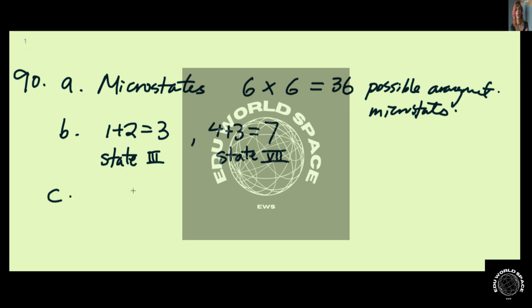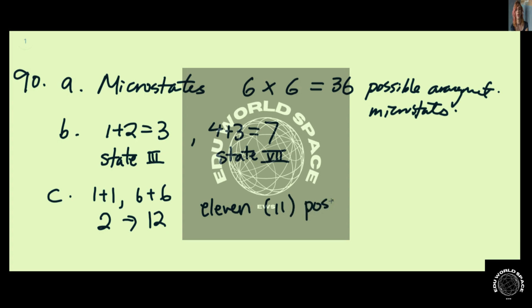Part C: how many possible states are there for the system? The total number of possible states goes from the minimum, which is 1 plus 1, to the maximum, which is 6 plus 6. So 1 plus 1 is 2, and 6 plus 6 is 12. So from 2 to 12, there are 11 possible states.